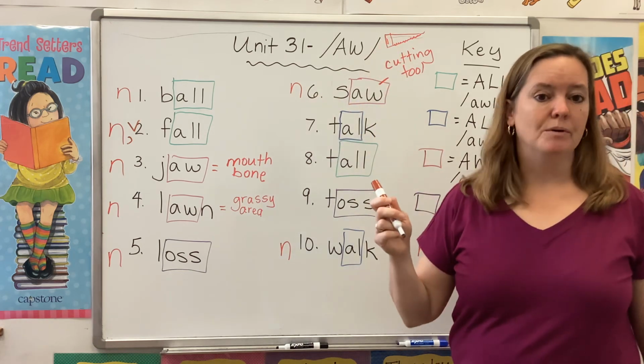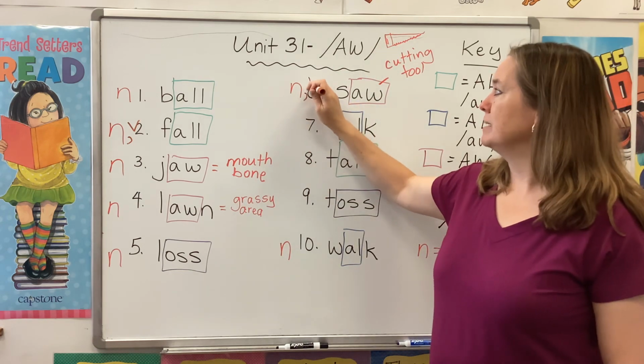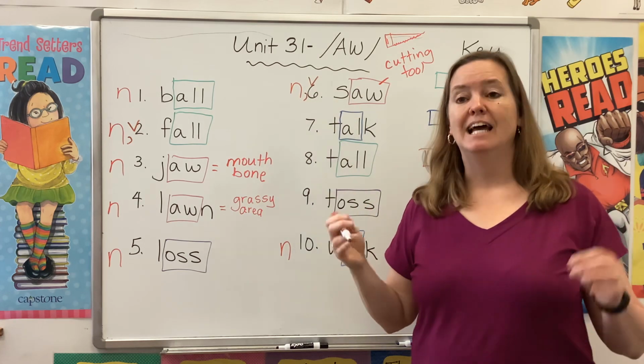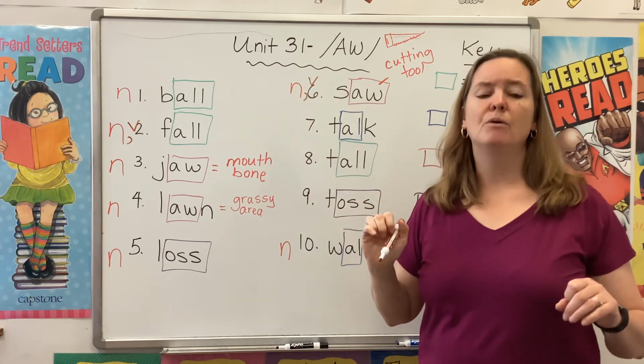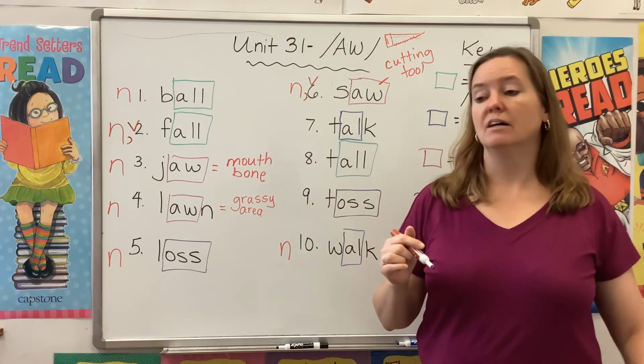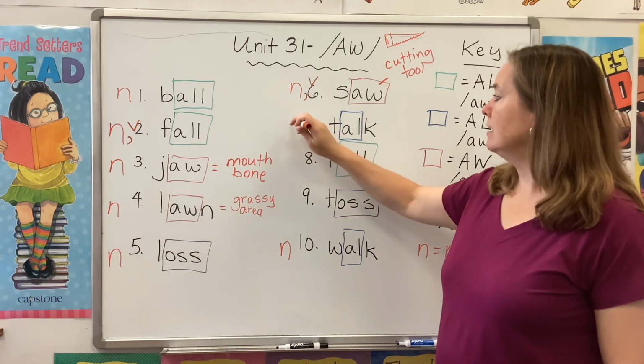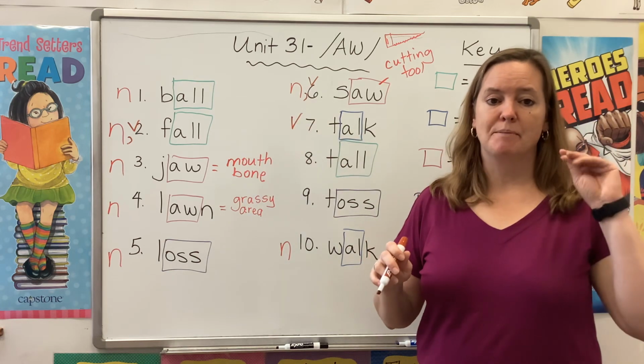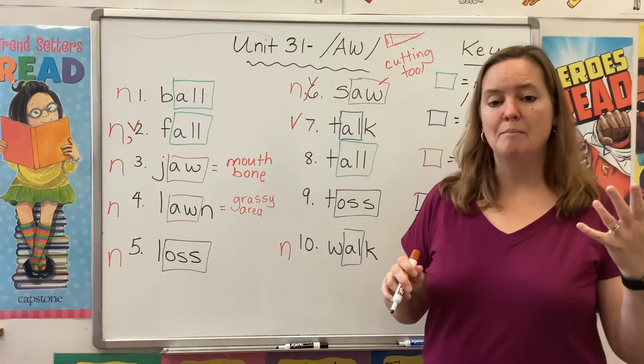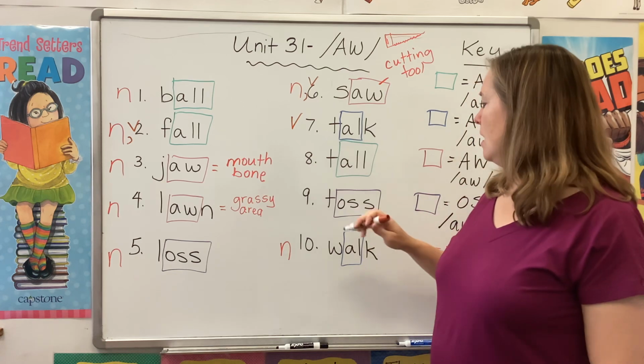Saw can be a noun, but it can also be a verb. It's the past tense of see. Now I see a rainbow. Last week I saw a rainbow. Talk, definitely a verb, right? Something we do with our mouth. When the words come out, we are talking.